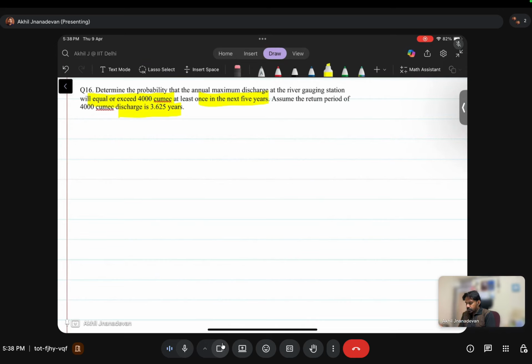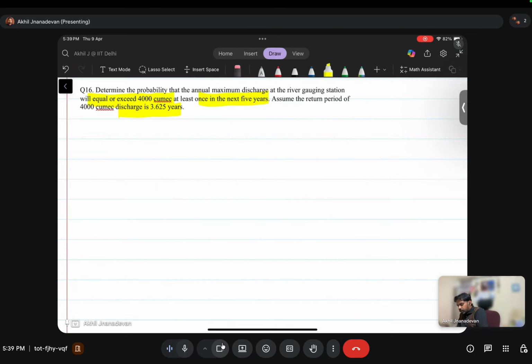We need to say this is similar to a frequency analysis question. So you're given the return period, and we need to find the probability that the flood will be equal to or more than this at least once in 5 years.